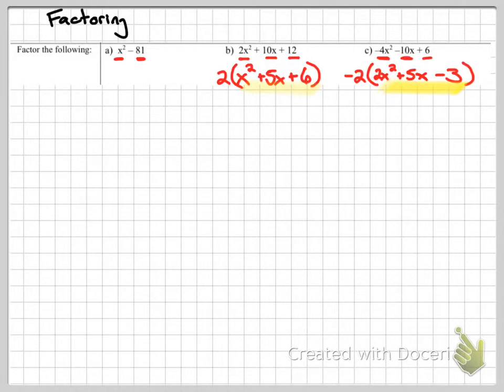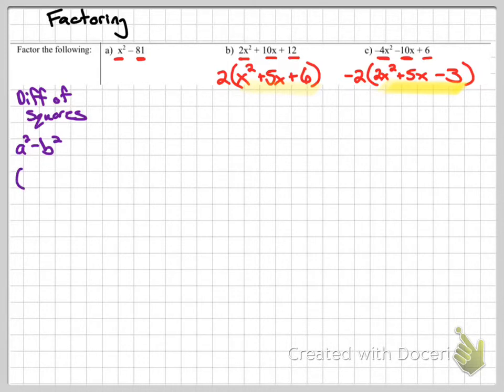Okay, let's go back and finish A. So A is 2 terms. I see that x is squared, and 81 is a perfect square. You should recognize this as a difference of squares problem. Difference of squares has a nice little formula. A squared minus b squared has to be what your question looks like. 2 perfect squares with a minus in the middle, that's the difference.